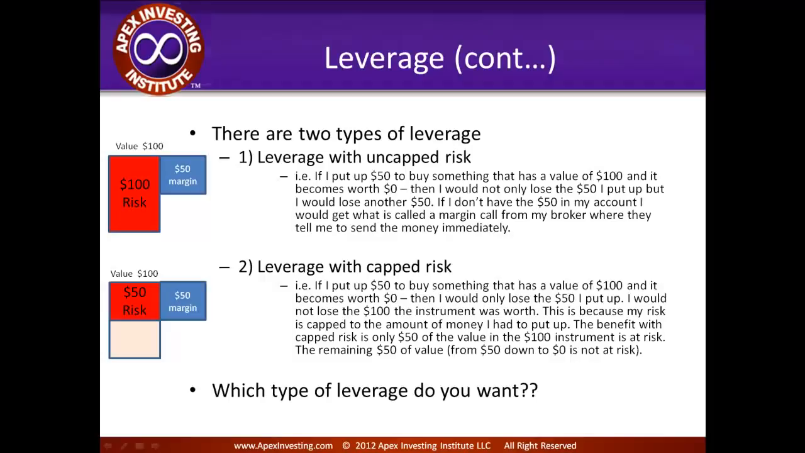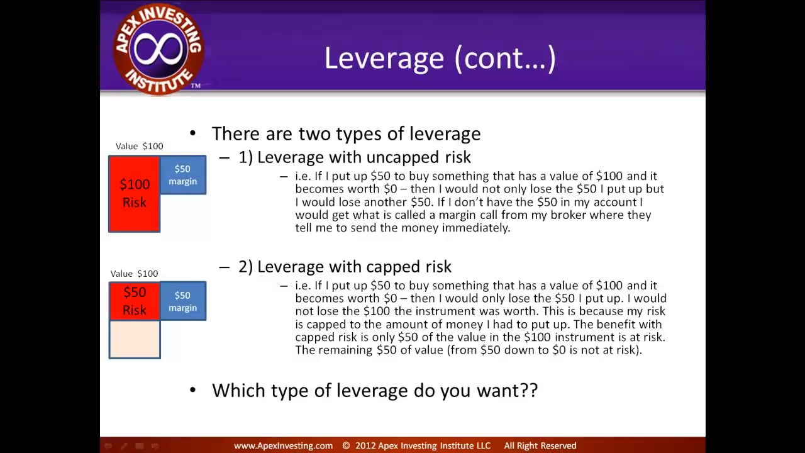Leverage with capped risk works a little bit differently. I still only have to put up $50 to buy something that has a value of $100. But if it becomes worth $0, then I would only lose the $50 I put up. I would not lose the entire $100 that the instrument is worth. This is because my risk is capped to the amount of money that I had to put up. The benefit with capped risk is only $50 of the value of the $100 instrument is at risk. The remaining $50 of value, from 50 down to 0, is not at risk.